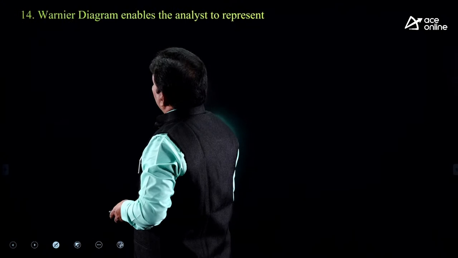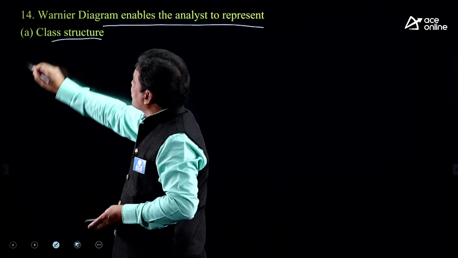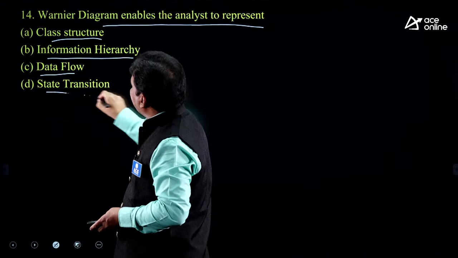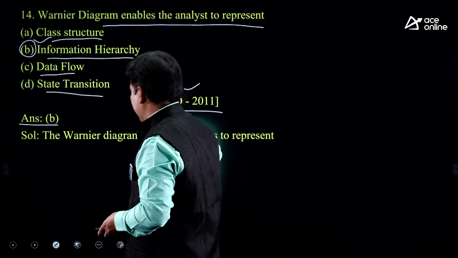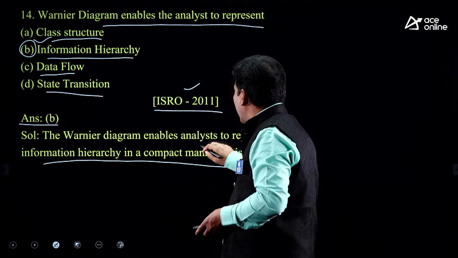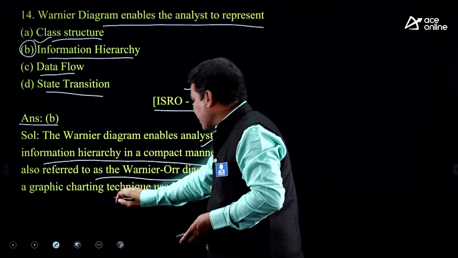And coming to Warnier diagram, it enables the analyst to represent class structure, information hierarchy, data flow, state transition. So which represents information hierarchy? Warnier diagram, which was asked in the year ISRO 2011. Answer is B. So the Warnier diagram enables the analyst to represent information hierarchy in a compact manner. It is also referred to as the Warnier-Orr diagram. It is a graphic charting technique used in software.